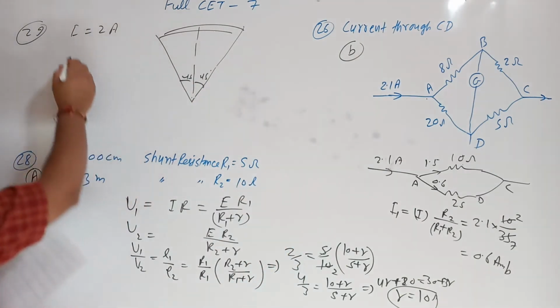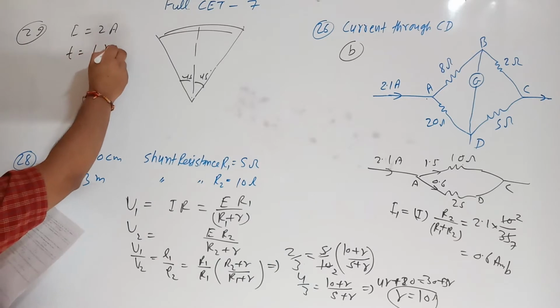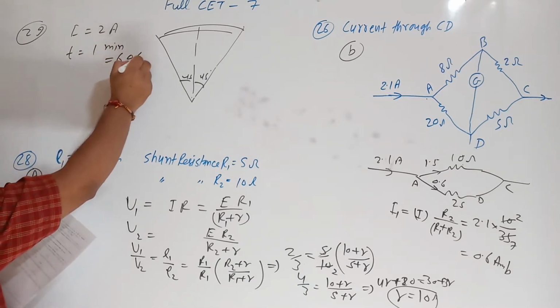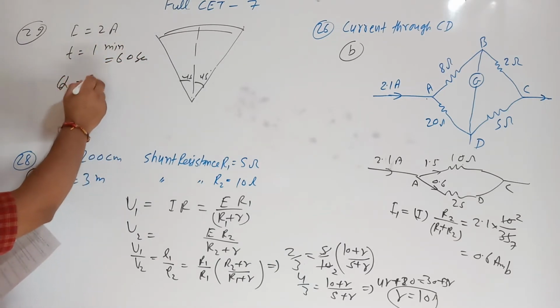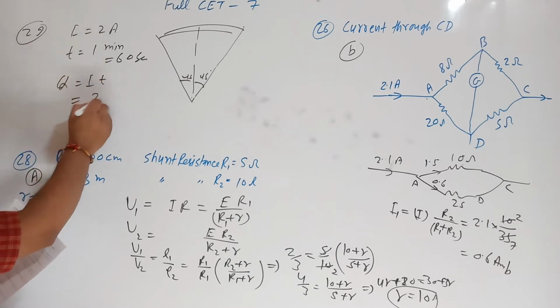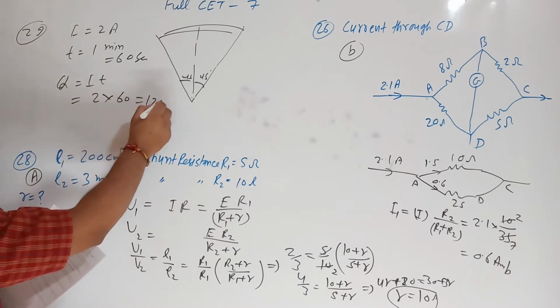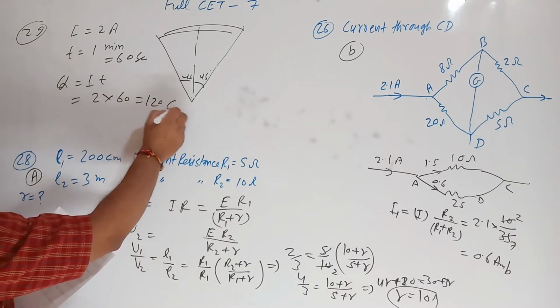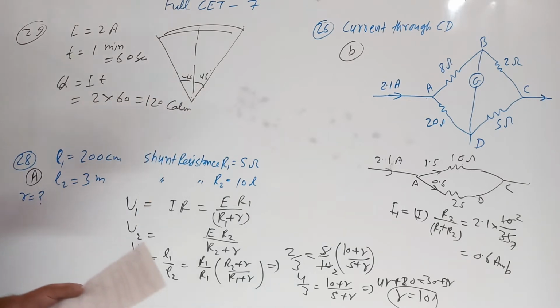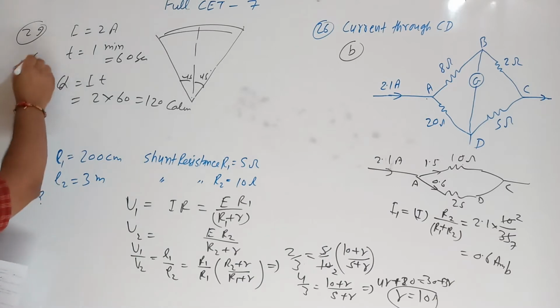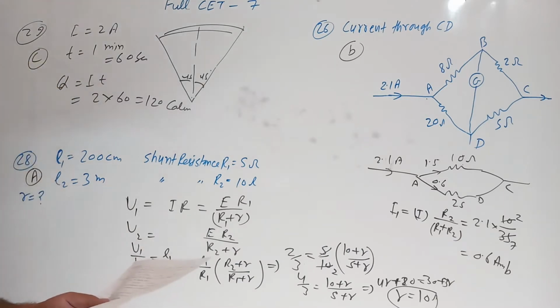And time they have given is 1 minute. 1 minute means 60 seconds. So what will be the charge circulating? I into t. So that will be 120 coulomb. So question number 29, the correct option is C.